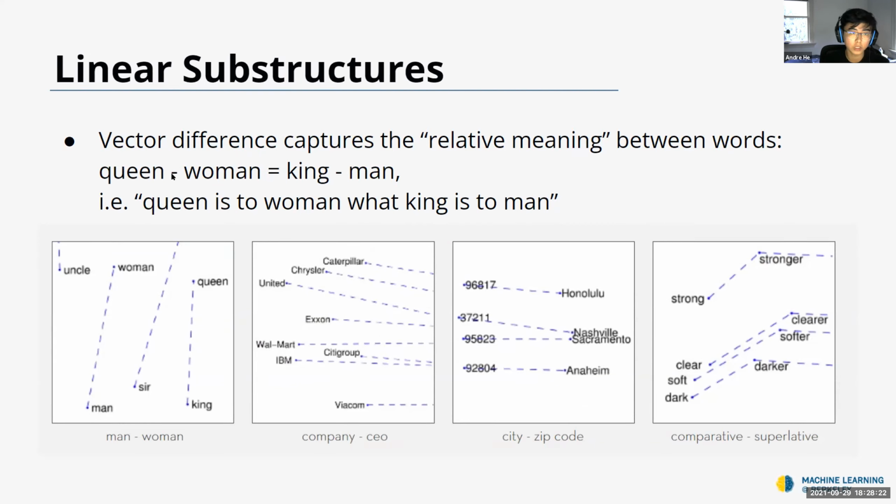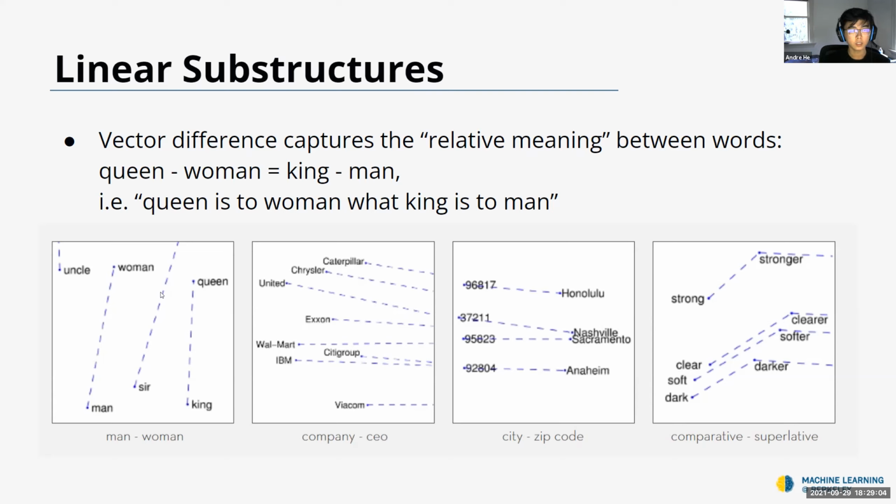You might have heard about these already. What people found is that the vector differences also capture some sort of relative meaning between the words. For example, the vector for queen subtracted by the vector for woman is very close to the vector for king subtracted by the vector for man. You can imagine, semantically, if you subtract out the gender for a queen and for a king, the residual meaning is very similar, and that's why these vectors are similar.